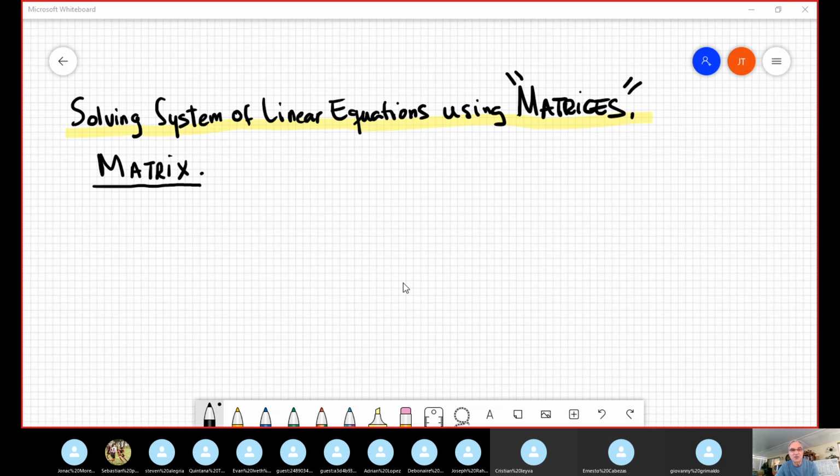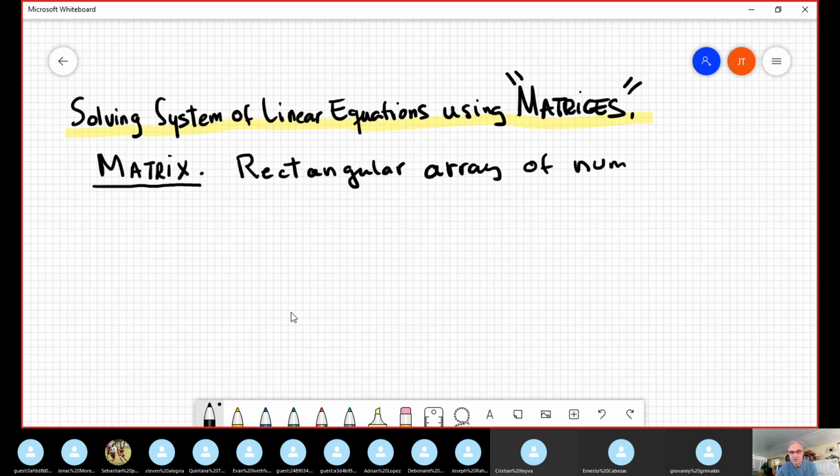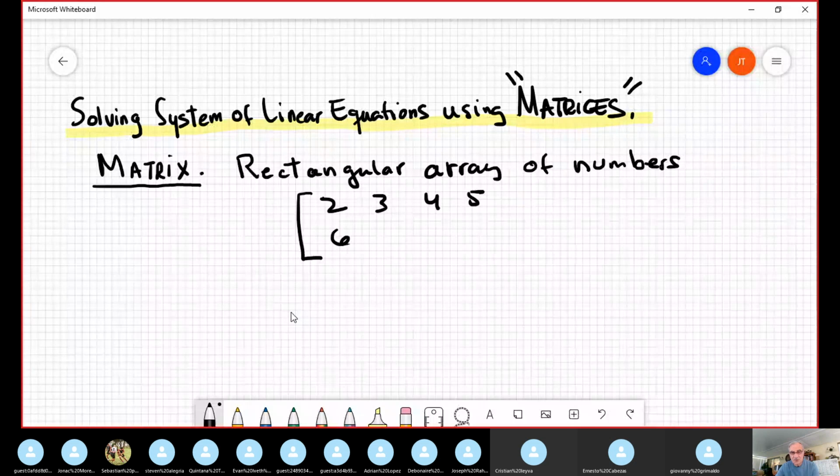Okay. Definition of the matrix: the matrix is a rectangular array of numbers. Normally, some books use square brackets, another book uses parentheses. I prefer brackets, I don't know why. Suppose 2, 3, 4, 5, 6, 7, 8, 9. Something like that. This is a rectangular array of numbers, okay?